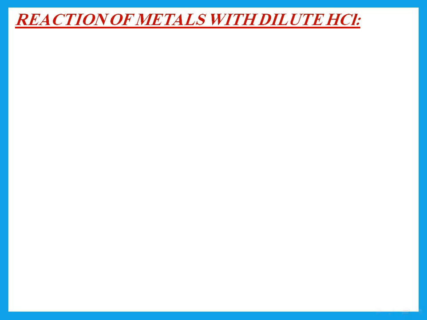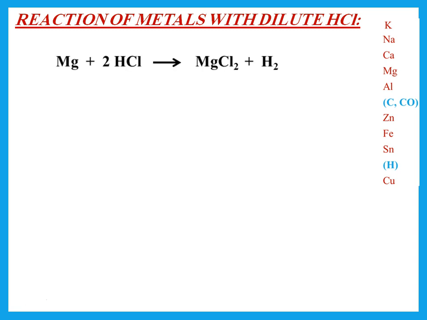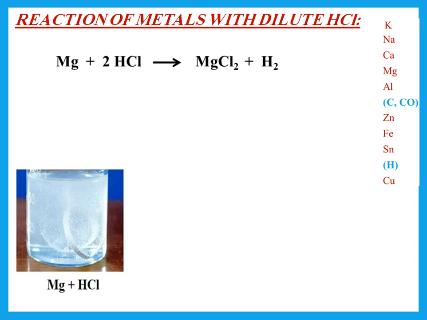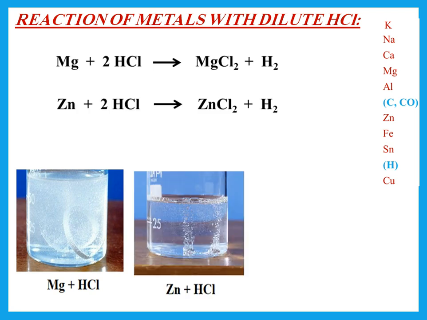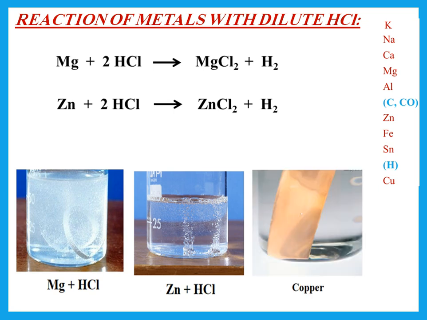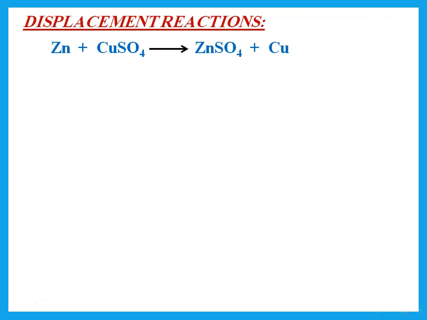Now, when we have metals reacting with dilute acids, the metals above hydrogen will react with acids. So this will give the salt plus hydrogen gas. Magnesium is very reactive, so it gives a lot of bubbles of hydrogen gas. Zinc is less reactive, so it gives fewer bubbles. Copper is below hydrogen in the reactivity series, so copper does not react with acid.